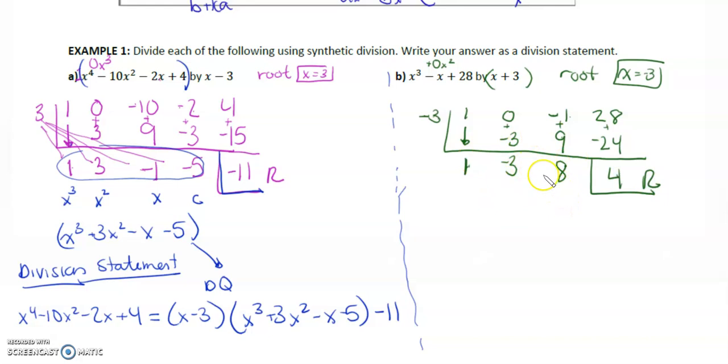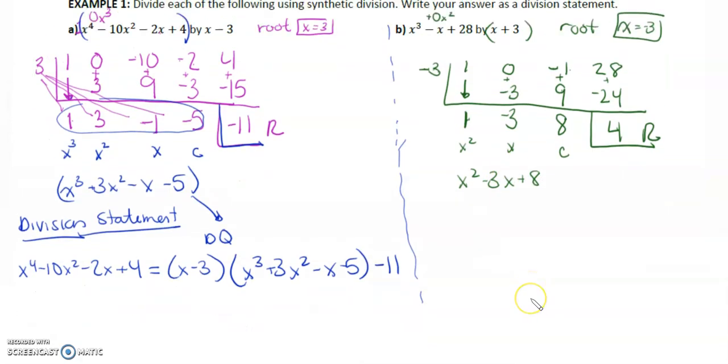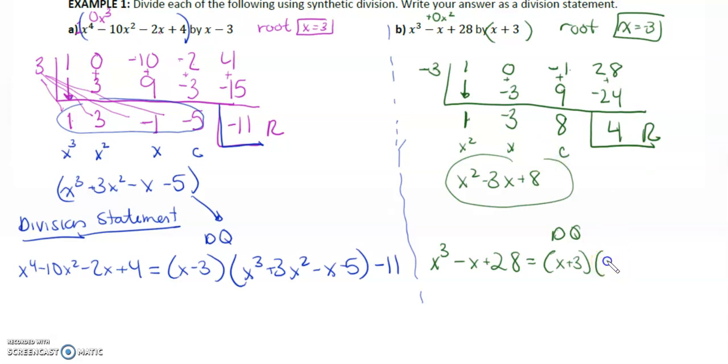Again, we read this as the constant, the x term, and the x squared term. So we read this as x squared minus 3x plus 8. Now the division statement. We say the original, which is x cubed minus x plus 28, equals dq. Our divisor is x plus 3. Our quotient is what we get as the answer. And then we take along plus 4 as the remainder.